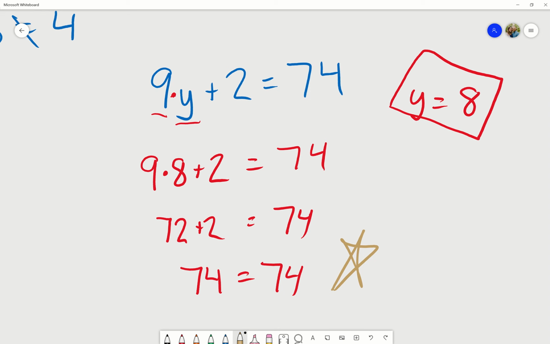This is going to be what we do. We're going to plug in the values they give us into our equation, solve that side, and see if it equals. That's our day today. Good luck.